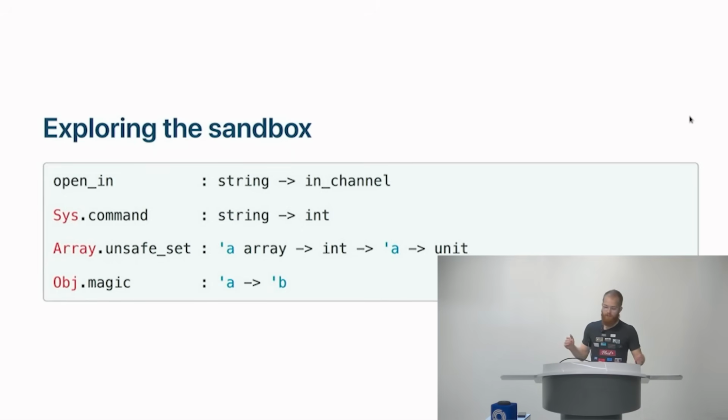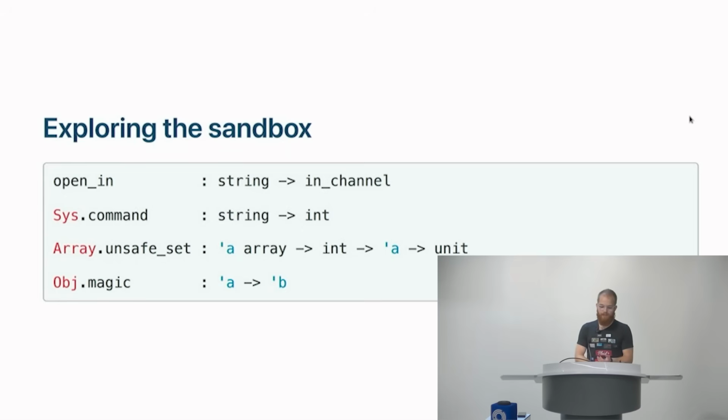If you're not familiar with OCaml syntax, what I have here on the left side is the name of the function that's being blocked, and on the right side, the type of the function. So here, open_in takes a string and returns an in_channel, which is the thing that allows you to read files. So I've blocked open_in because I don't want you to open any files.